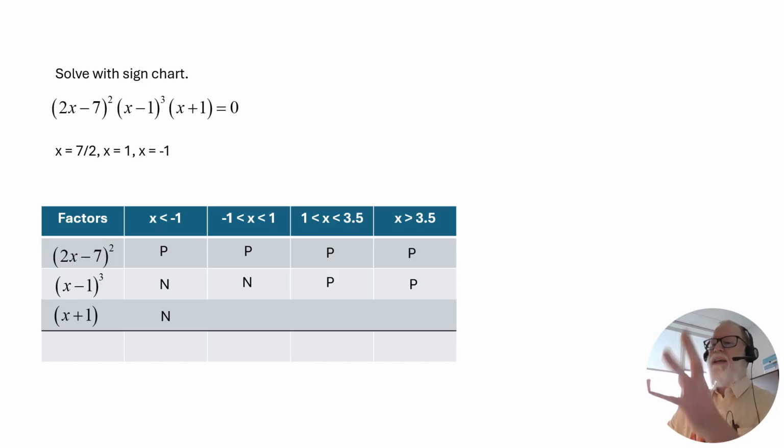As you can see, the square factor, no matter what x value, it's always positive. When you cube a number, it keeps the sign. So depending on the size, and as you can see, it's based on that critical value. So less than 1 results in a negative when you cube it, and greater than 1 results in positive when you cube it. The last factor also has an odd multiplicity.